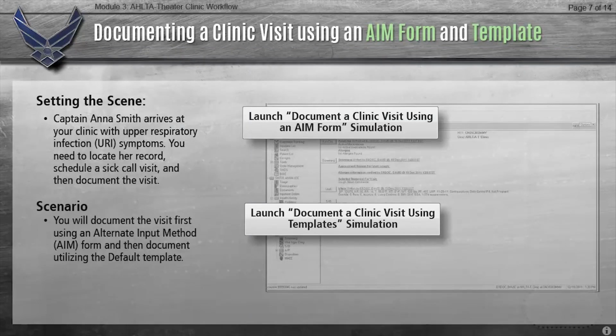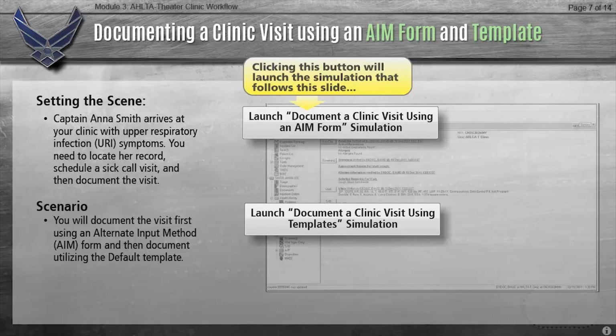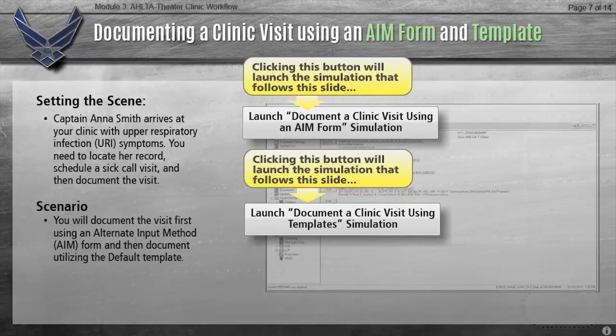Captain Anna Smith arrives at your clinic with upper respiratory infection, URI symptoms. You need to locate her record, schedule a sick call visit, and then document the visit. You will document the visit first using an alternate input method, AIM form, and then document utilizing the default template.